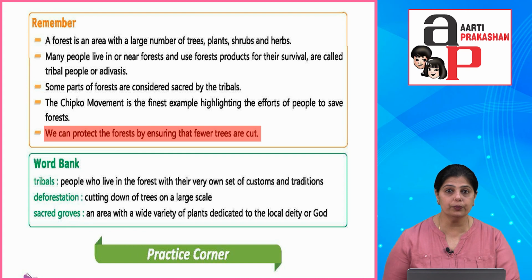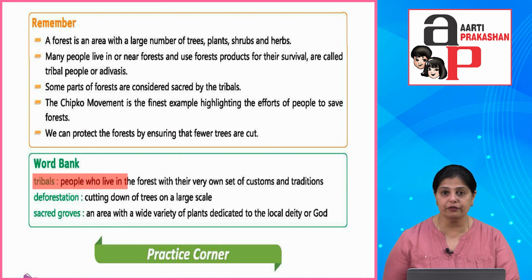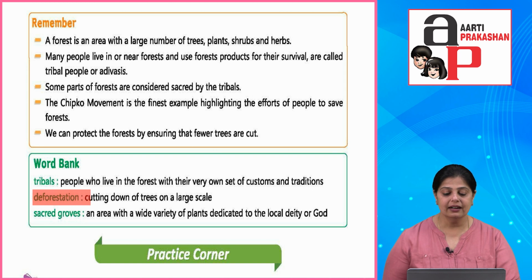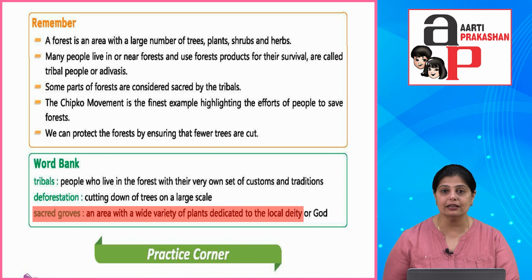Now let's look at the new words that we've learnt in this chapter. Tribals, they are the people who live in the forest with their very own set of customs and traditions. Deforestation, cutting down of trees on a large scale. And sacred groves, they are an area with a wide variety of plants dedicated to the local deity or God.